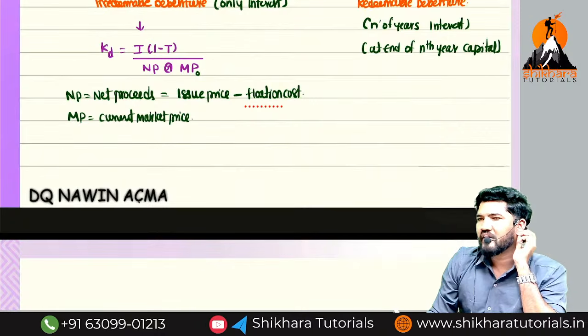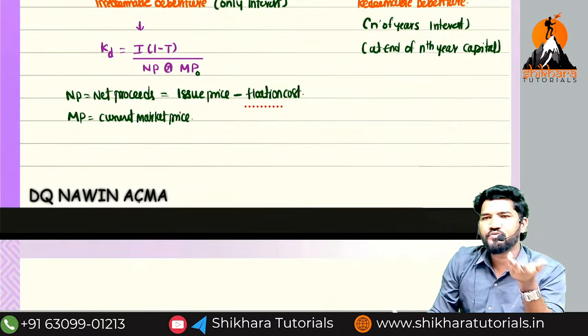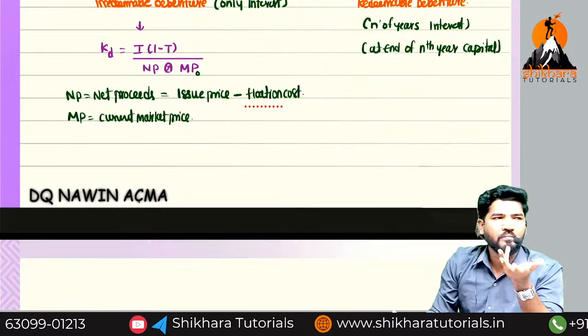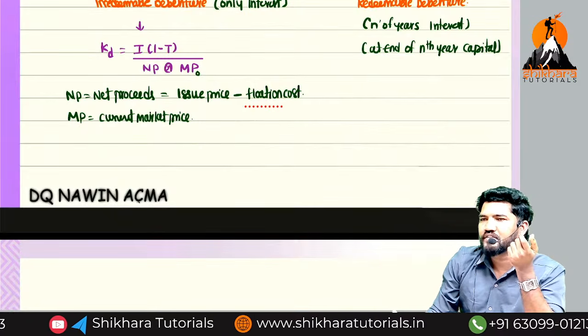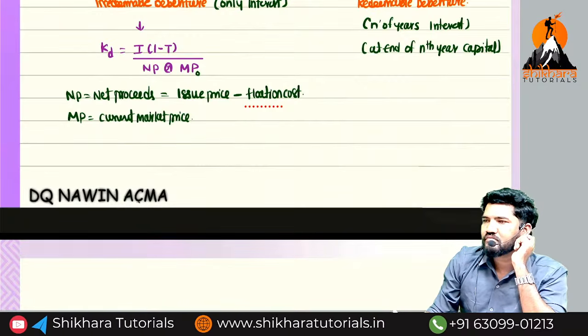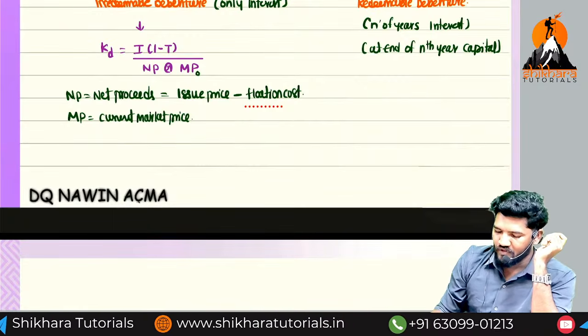There is no calculation for market price. If they give it, consider it. If they don't give it, please leave it. If they don't give market price, what information do I need to consider? Net proceeds.